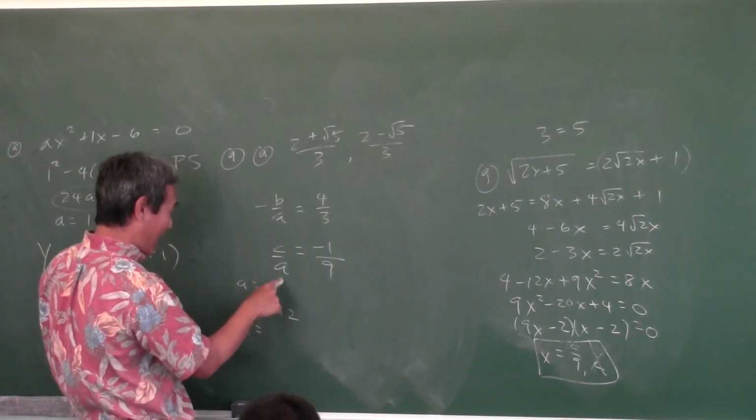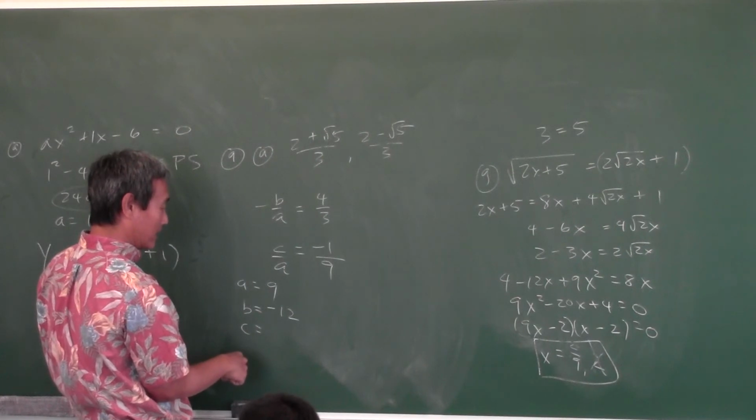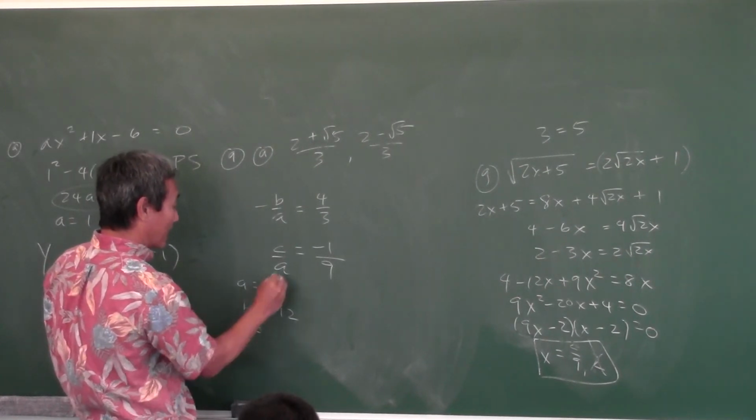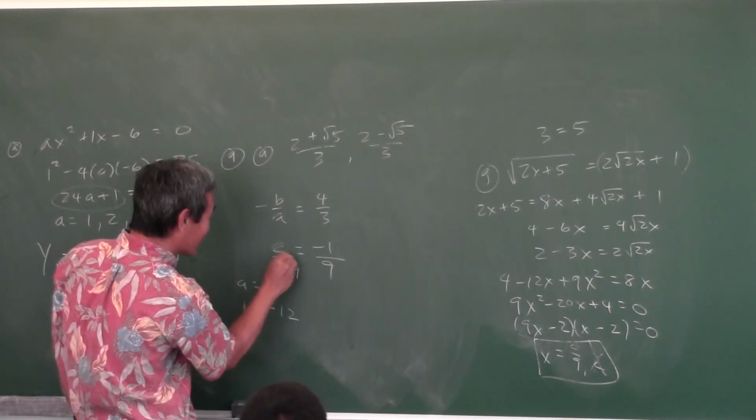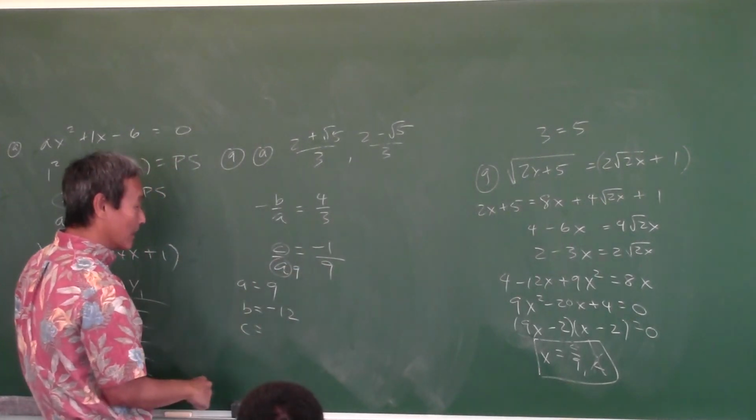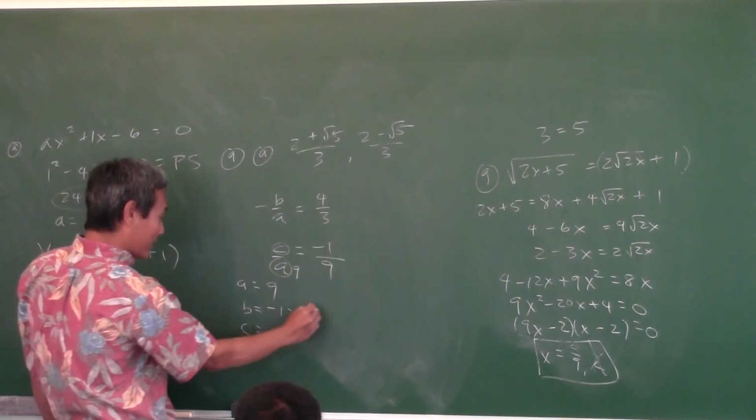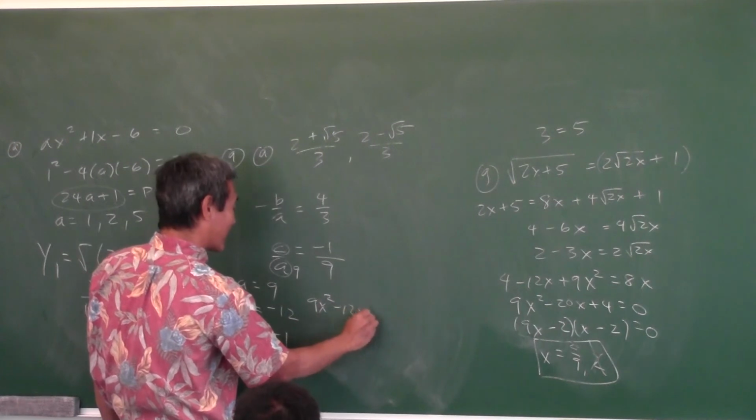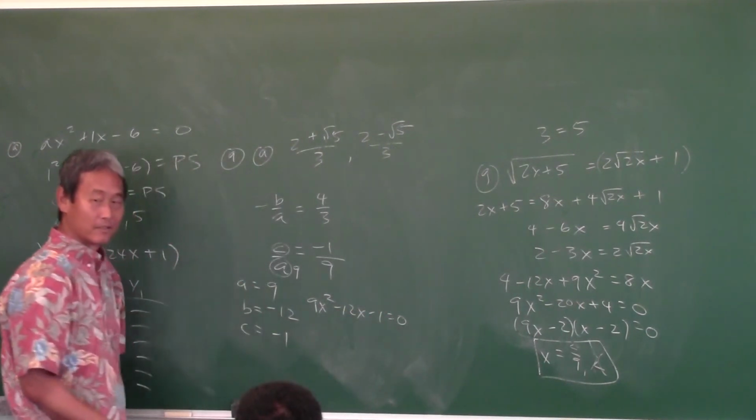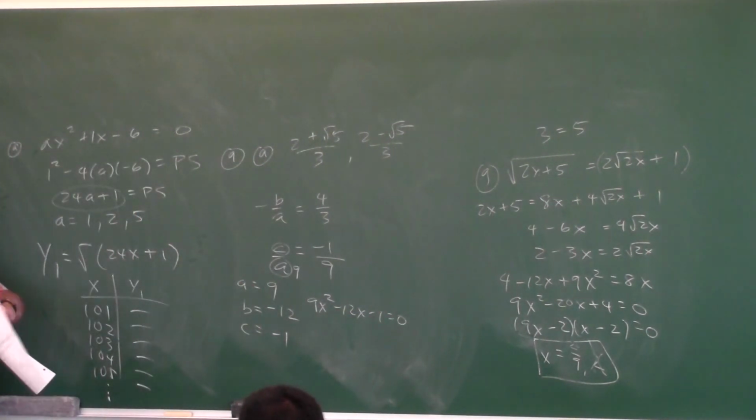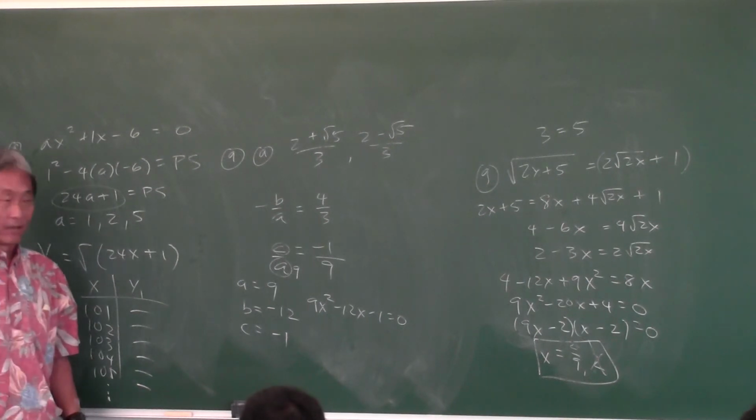-12. And if A was 9, what is C? Look, if A is 9, what has to go on top here to make the 2 things equal? -1. Therefore, the quadratic equation is 9x squared minus 12x minus 1 equals 0. That's the good way of doing it. Now let me show you a gooder way.